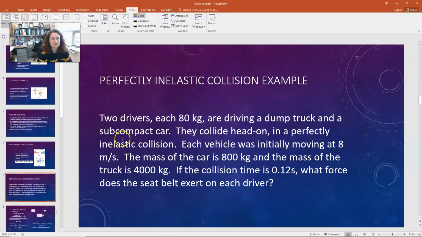So I wanted to do an example problem for you, one of those blood-runs-red-on-the-highway examples of a perfectly inelastic collision. And its subtext is for you all to be very safe drivers. Okay, so here we go.